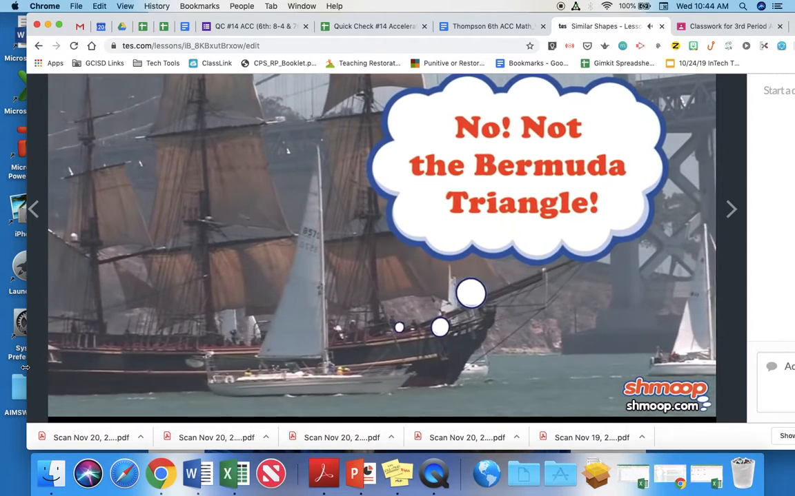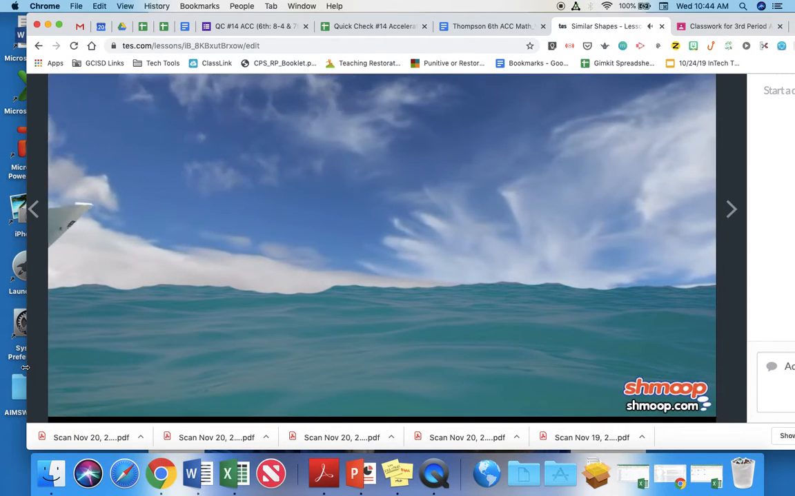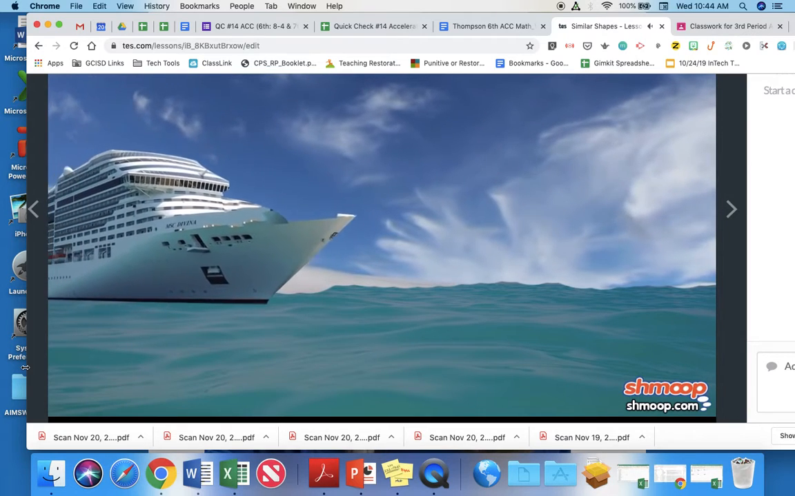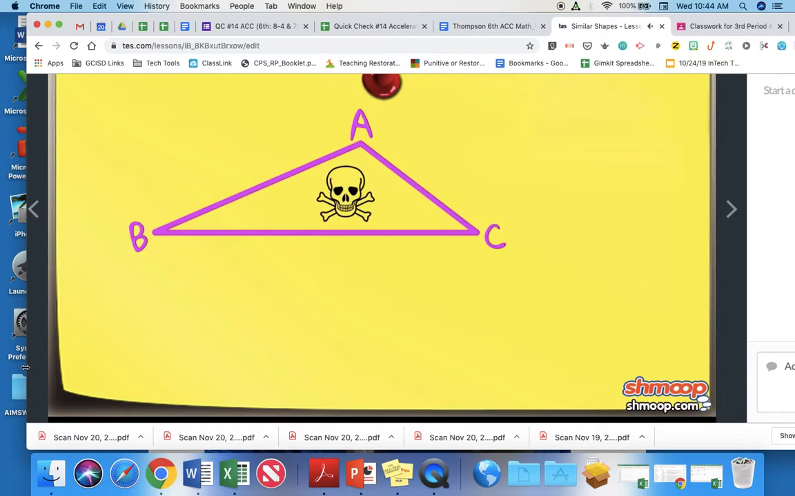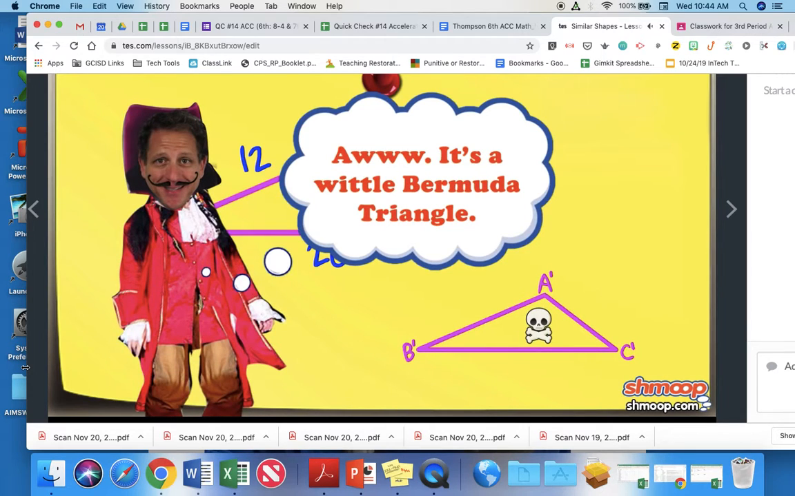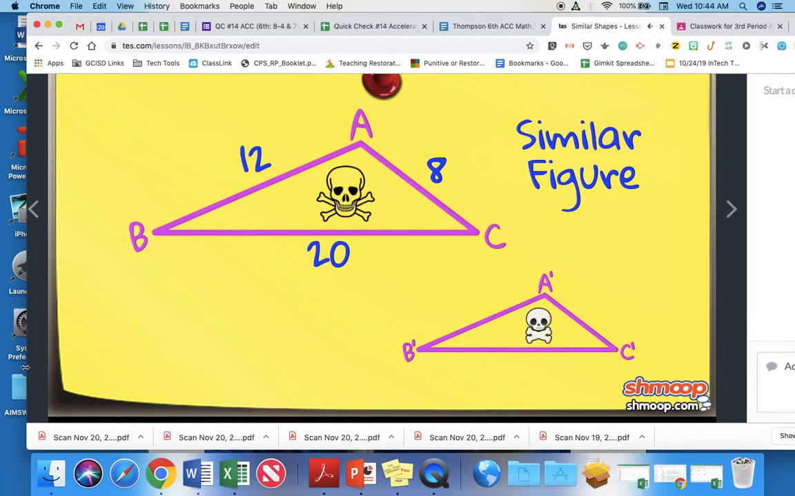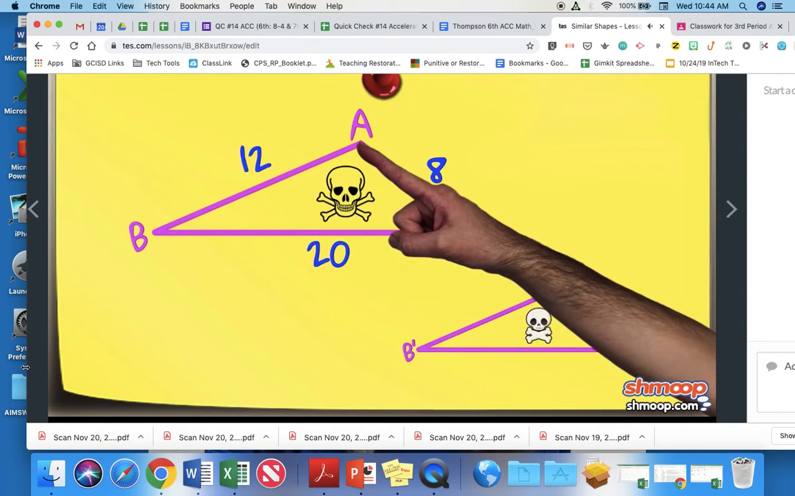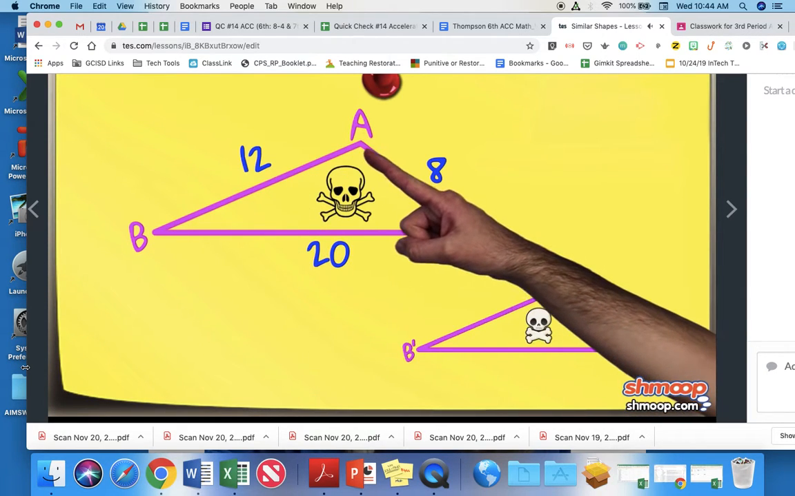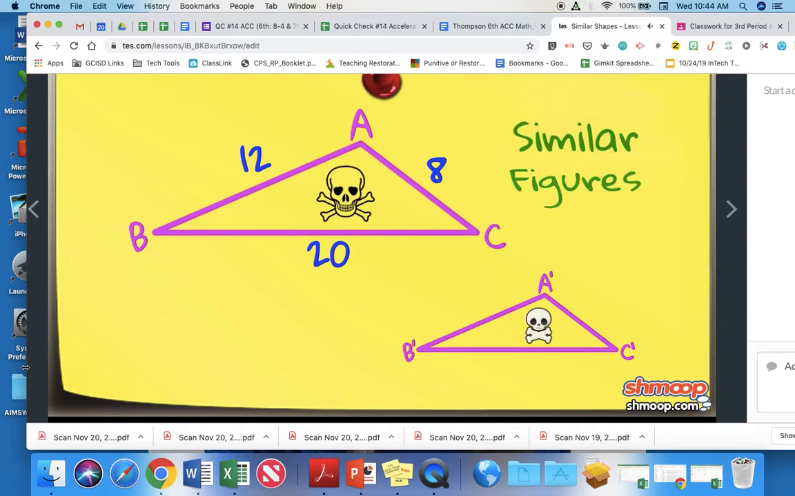Let's take the Bermuda Triangle, for example. It's rumored that any ship that sails into this part of the ocean instantly sinks. Well, let's say the Bermuda Triangle is 20 miles by 12 miles by 8 miles. And in order for his cousin, Little Bermuda Triangle, to be a similar figure, she would have to have the same exact proportions. If each side of the Little Bermuda Triangle is exactly proportional to the corresponding side of the real Bermuda Triangle, the two triangles would be similar figures.